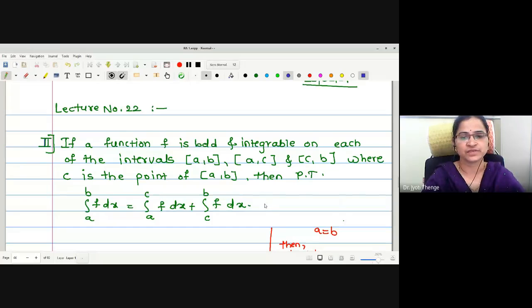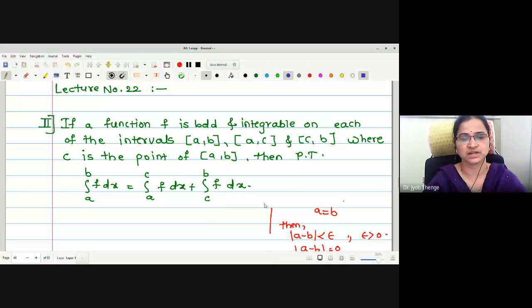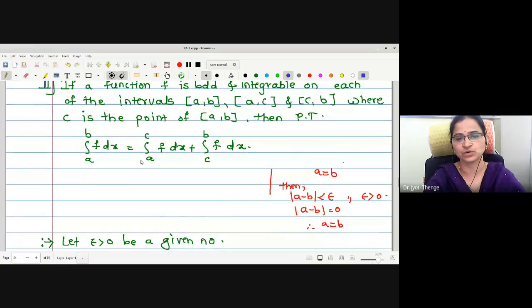In the last lecture, we have seen some important theorems regarding the integrability of the function. In the first theorem, we have proved that if the function f is bounded and integrable on each of the intervals [a,b], [a,c], and [c,b], then integration a to b is equal to integration a to c plus integration c to b.